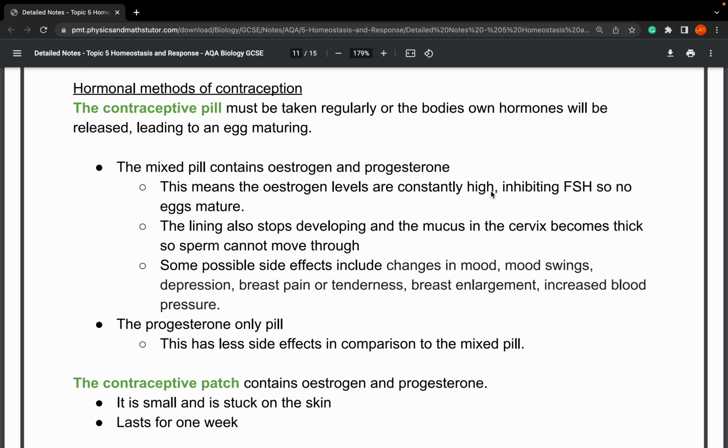The progesterone only pill has fewer side effects compared to the mixed pill. So there are only two types of pills: mixed pills, and the progesterone only pill. Estrogen has a lot of side effects, for example mood swings, depression, breast pain, breast enlargement. So all these things are less in the progesterone only pill.